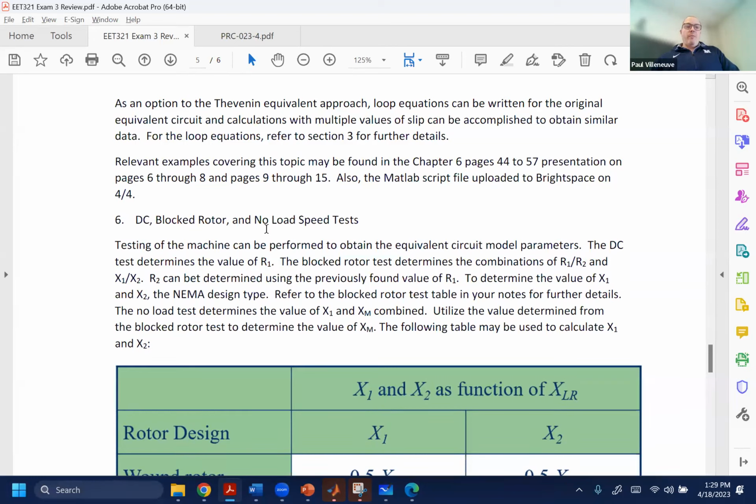So a good order would be to do number one, to get R1, then do your blocked rotor test, which would get R2, and then X1 plus X2, you can get those. And then in our no load test, you're going to be able to get XM. So if you follow this order, 1, 2, 3, you won't have to jump around so much when you do your calculations.